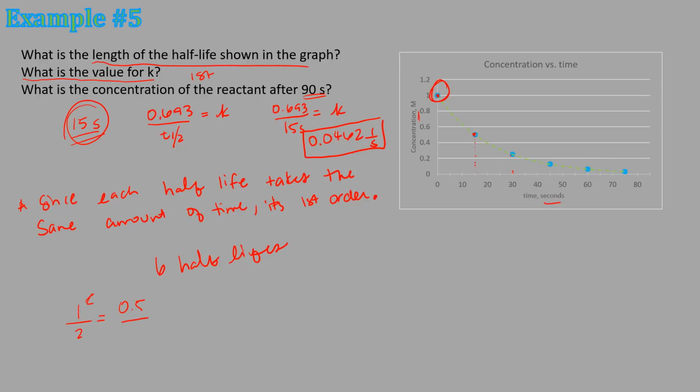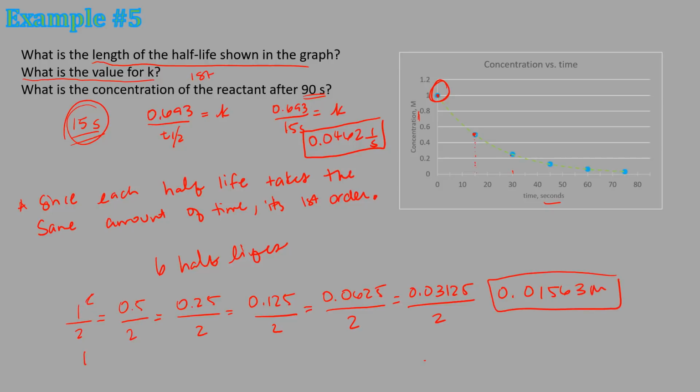Then I'm going to divide that by 2, and I get 0.25. And then I'm going to divide that by 2, and I get 0.125. And then I'm going to divide that by 2, and I get 0.0625. And then I'm going to divide that by 2, and I get 0.03125. And then my last one is 0.015625. So it went through the first, the second, the third, the fourth, the fifth, and the sixth half-life.